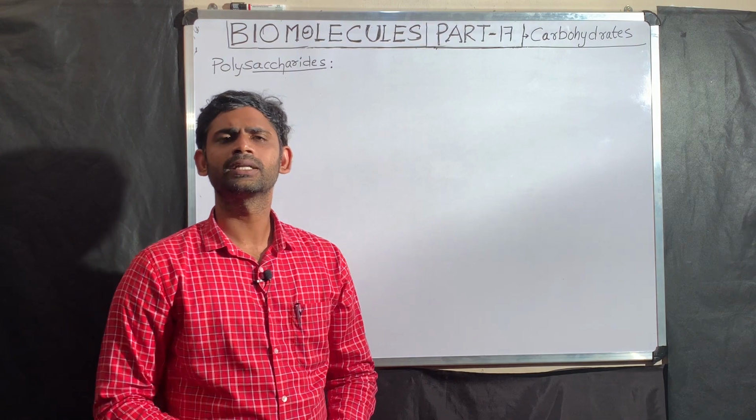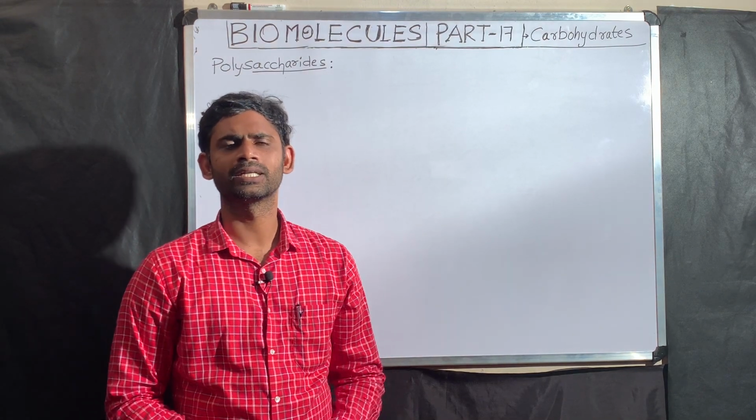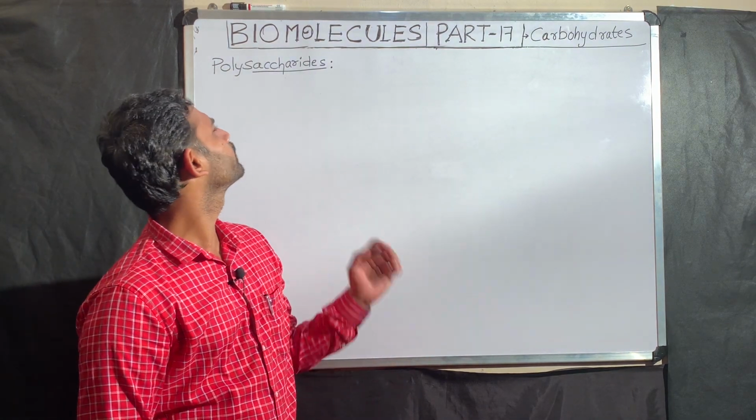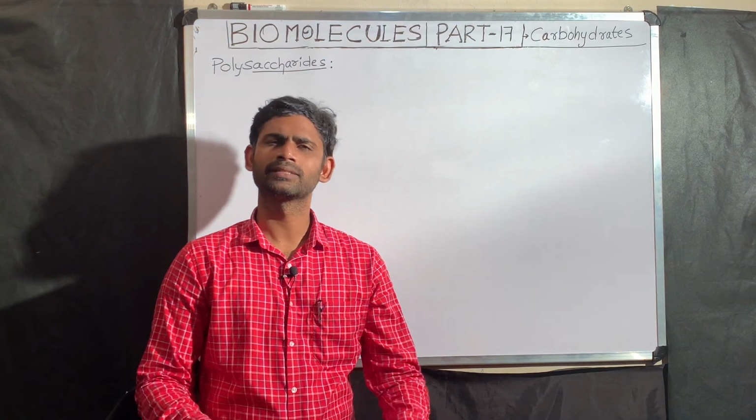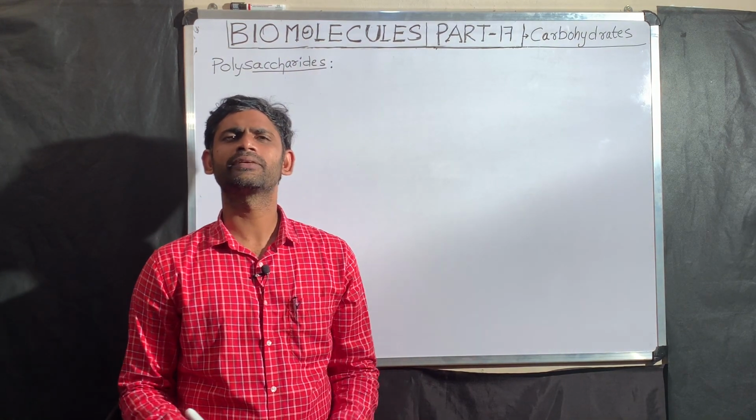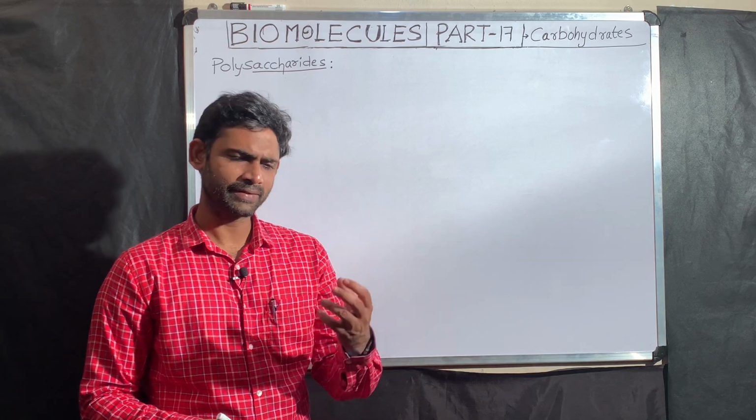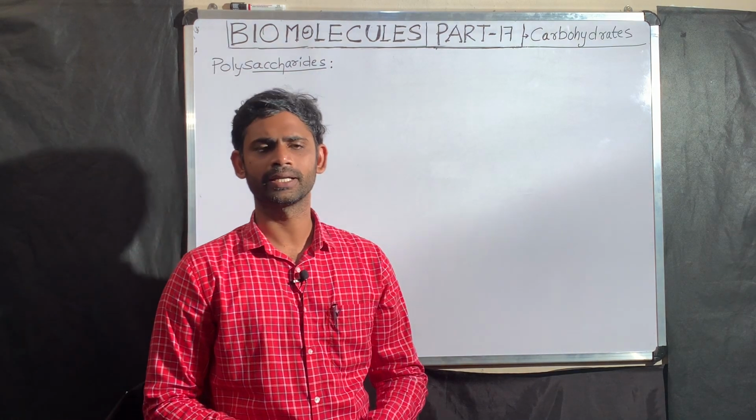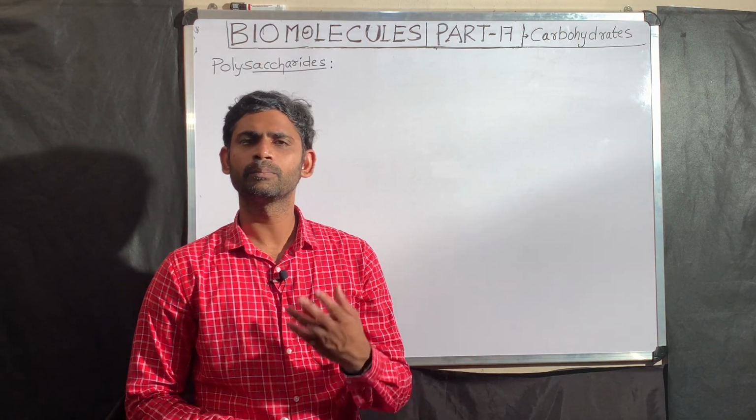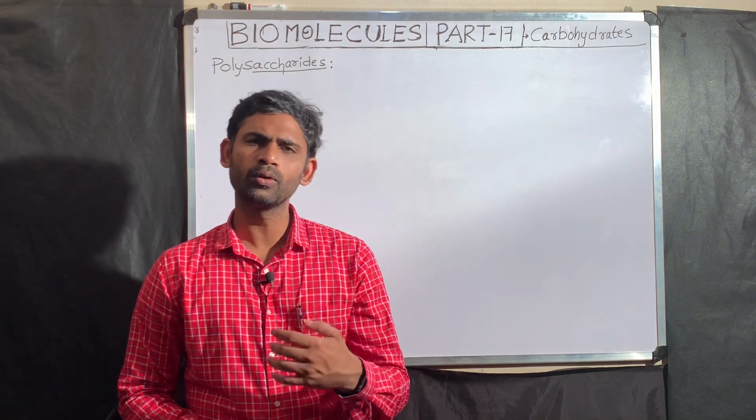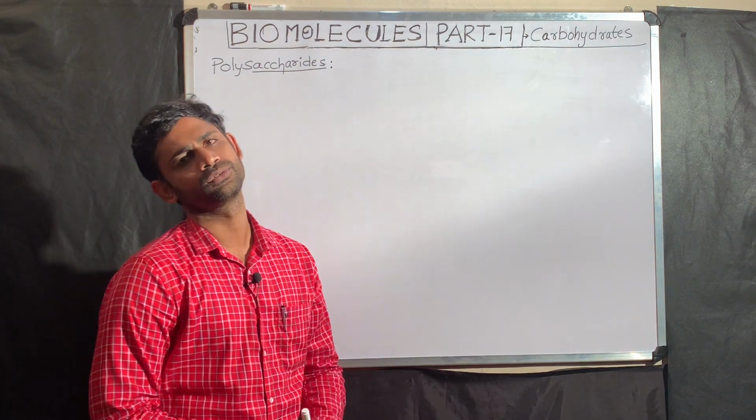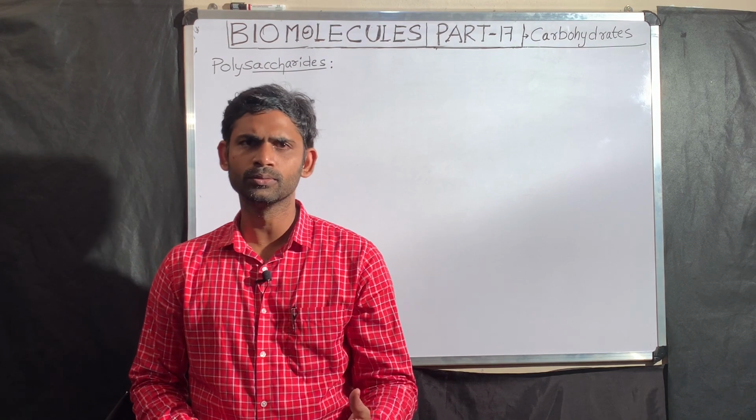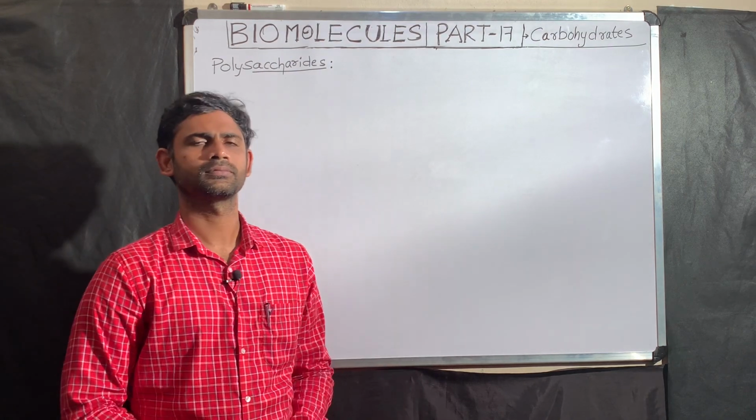In the last part, I explained about the monosaccharides and disaccharides, and in this part I am going to explain about polysaccharides. Before going to tell the different types of polysaccharides, first I will define what polysaccharides are. Polysaccharides are the polymers of monosaccharide residues linked through glycosidic bonds.